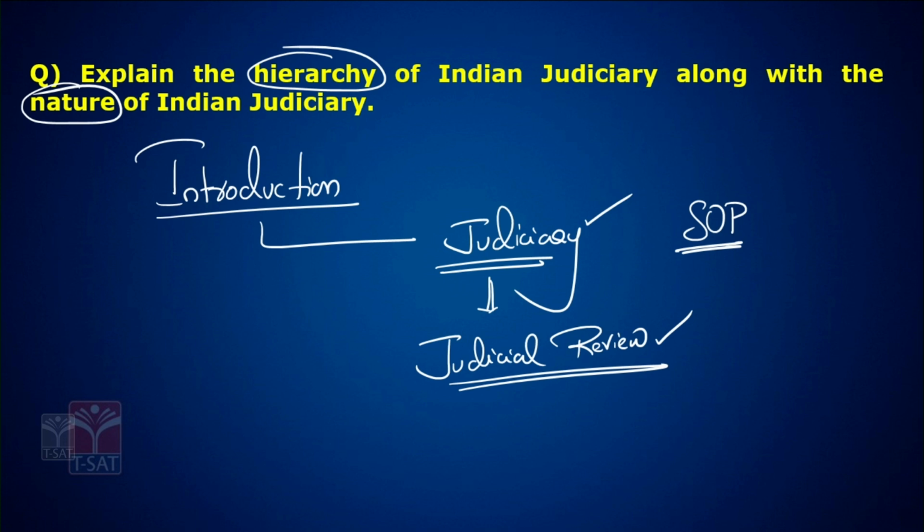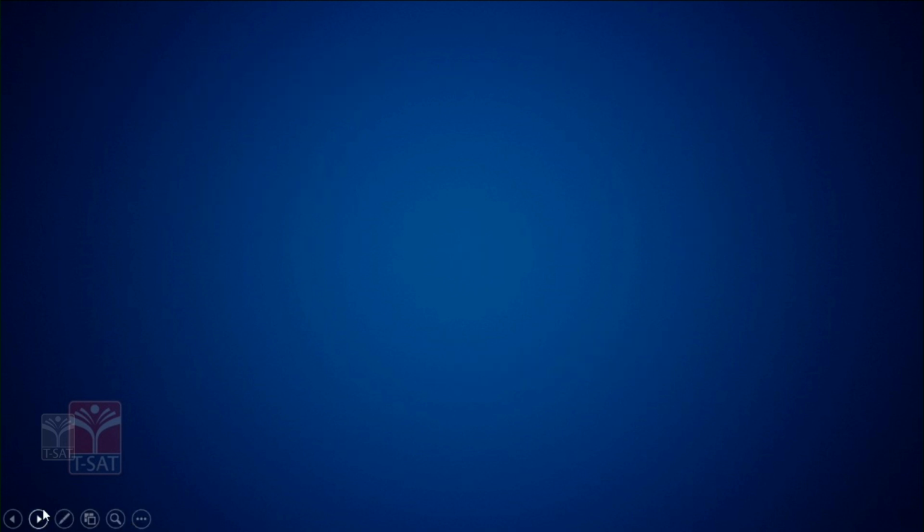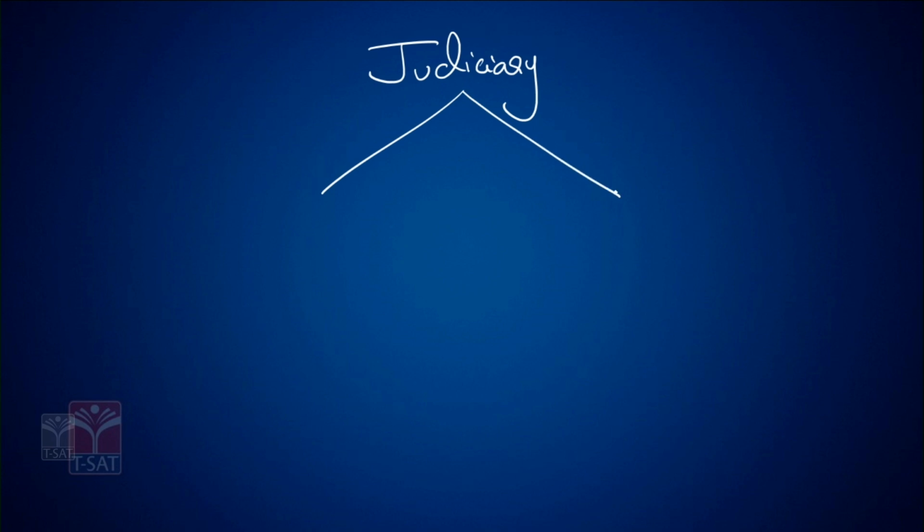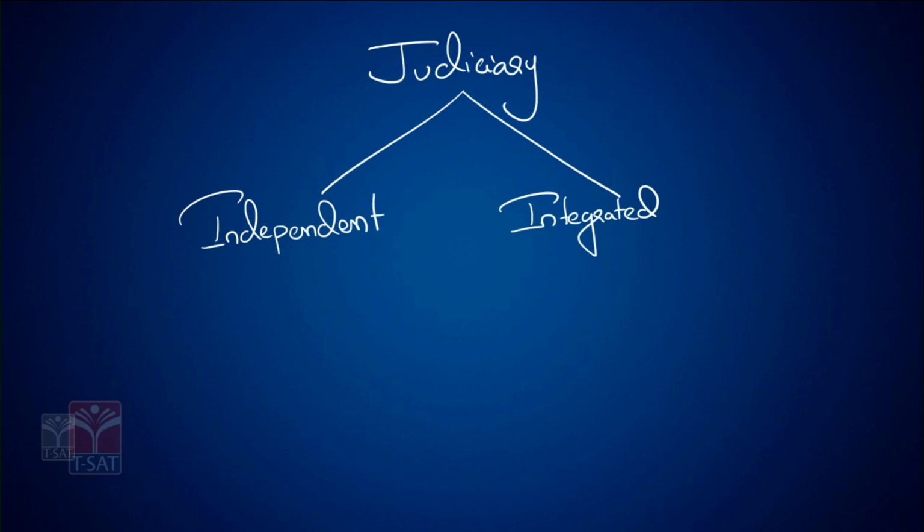Now if you look at the nature of the Indian judicial system, what is it? The nature of the Indian judiciary can be classified into two ways. The first one is independent judiciary, and the second one is integrated judiciary. Indian judiciary is independent like the US judicial system. Indian judiciary is also integrated like the UK judicial system. It is both integrated and independent.